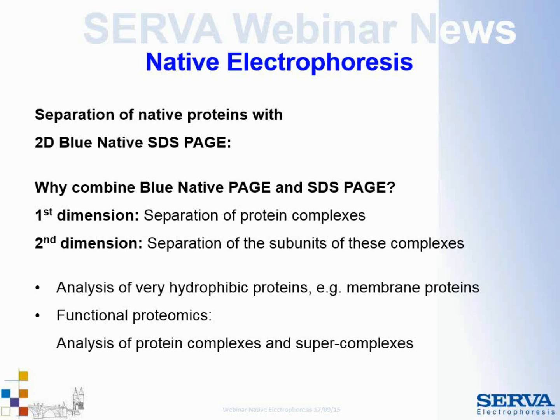And to find out whether there are the same subunits in different protein complexes, you may perform Western blot analysis of the second dimension, which gives you more specific information about these smaller proteins. So it's a very convenient method to analyze very hydrophobic proteins, and it allows functional proteomics and the analysis of complexes and supercomplexes.